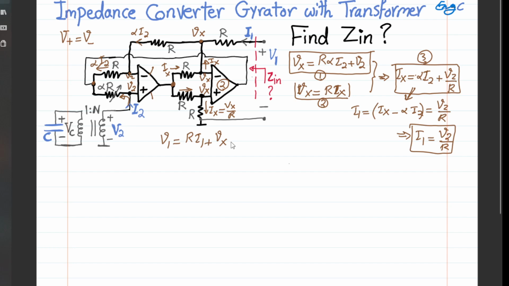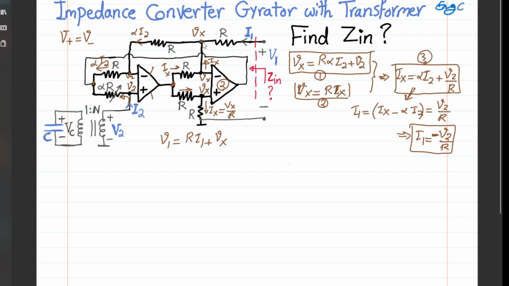Okay, if that is the case, then one mistake I made is that in this scenario, Ix minus alpha I2 is actually negative I1. So I need to be very careful about that. As a result, what I get is this: I1, with the direction defined here, is negative V2 over R. The reason for that is obvious.